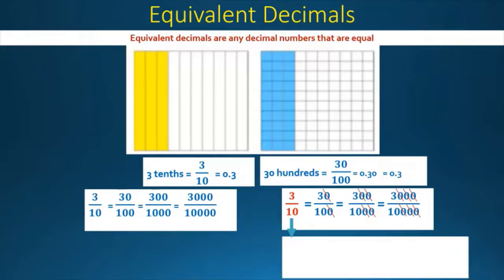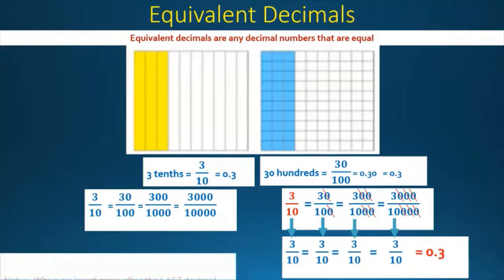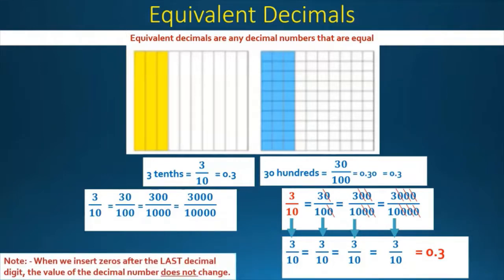So let's find another way. 3 by 10, all of these are equal to one thing. 3 by 10 is equal to 3 by 10. 30 by 100 is equal to 3 by 10. 300 by 1000 is also equal to 3 by 10. And 3000 by 10,000 is also equal to 3 by 10, which is all equal to 0.3. So what we have to note is that whenever we insert zeros after the last decimal digit, the value of the decimal number does not change.